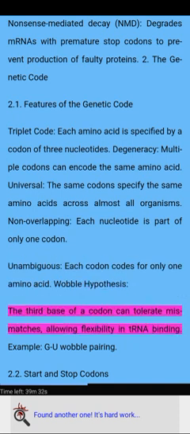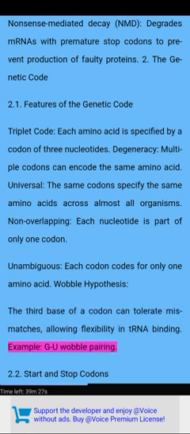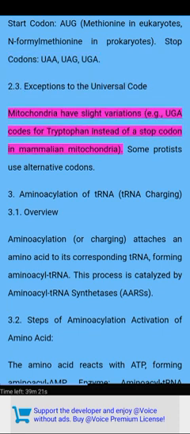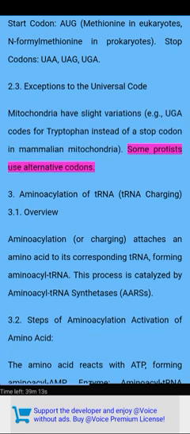Wobble hypothesis: the third base of a codon can tolerate mismatches, allowing flexibility in tRNA binding. Example: GU wobble pairing. 2.2. Start and stop codons. Start codon: AUG, methionine in eukaryotes, N-formylmethionine in prokaryotes. Stop codons: UAA, UAG, UGA. 2.3. Exceptions to the universal code. Mitochondria have slight variations, e.g., UGA codes for tryptophan instead of a stop codon in mammalian mitochondria. Some protists use alternative codons.